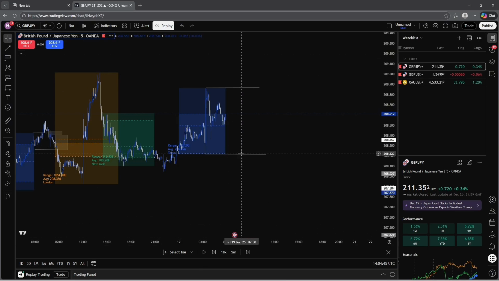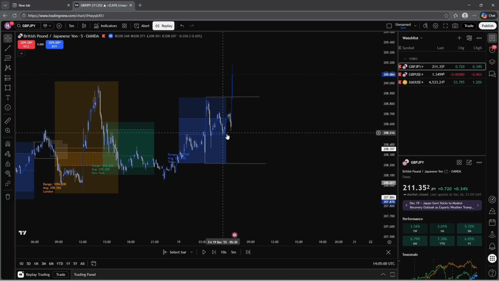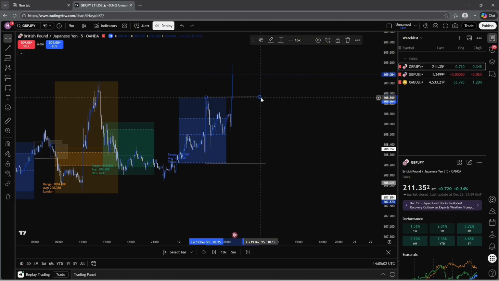Let's see what happens here. Is it going to come to the low or is it going to come to the high? We're about 50% in the range right now, so it could go either way. So let's have a little look. Okay, price, a big bullish push to the upside. This is a clear break of structure to the upside.